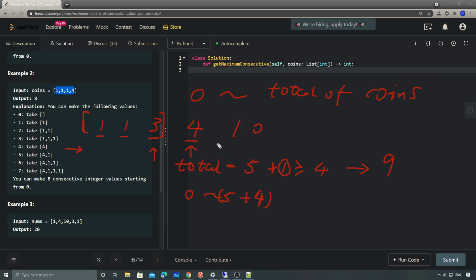And then if we keep going, now we check if 9 plus 1 is either equal or greater than 10. The answer is yes. That's why we have 19 in the end. And then we do a plus 1 to count this 0 case.